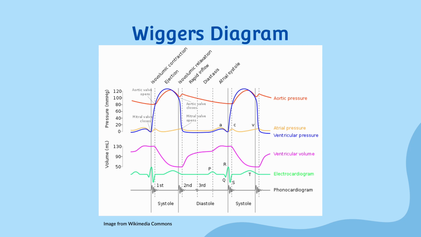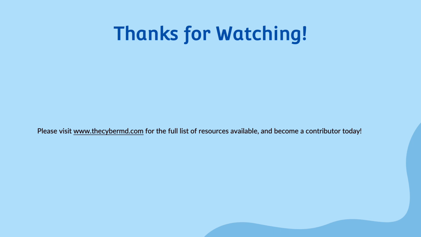Understand how each change on the diagram relates to other changes to further solidify your understanding of cardiac physiology. In conclusion, Wiggers diagram is a visual representation of the electrical and mechanical activity of the heart and is essential for understanding cardiac physiology. It is used to understand, diagnose, and monitor cardiac conditions and is a crucial concept for the USMLE STEP 1 exam.